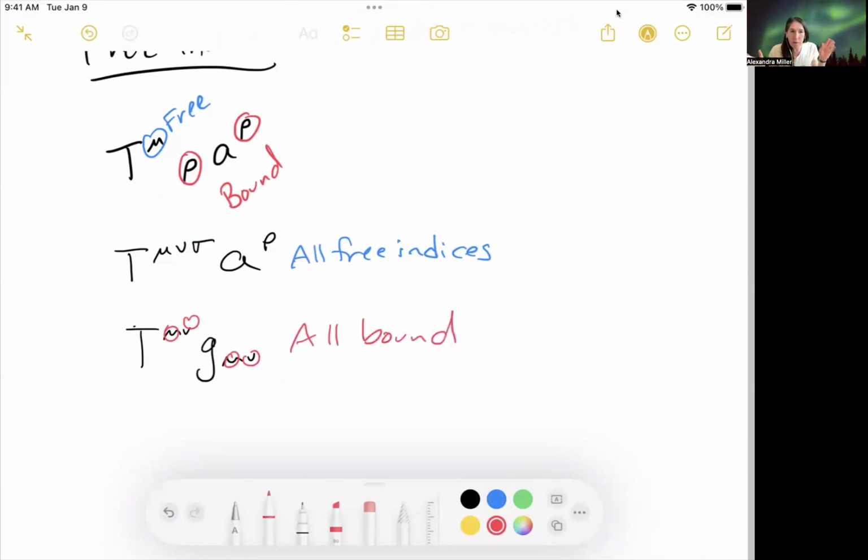Right, so you can do whatever you want, and it's really easy to tell, right? Is it repeated with one upstairs and one downstairs, therefore they're bound? Or is it an index just all on its lonesome? It's the only one of its kind.